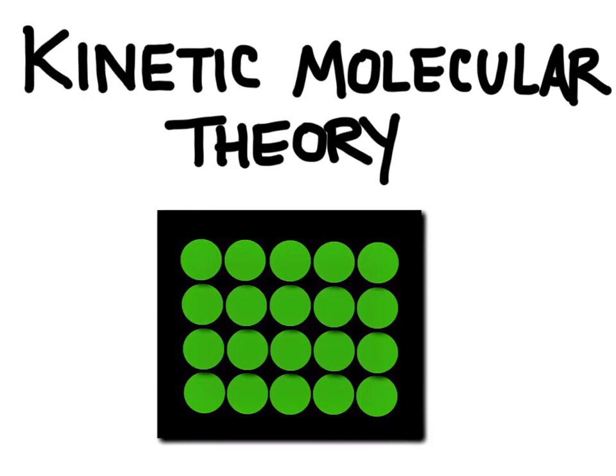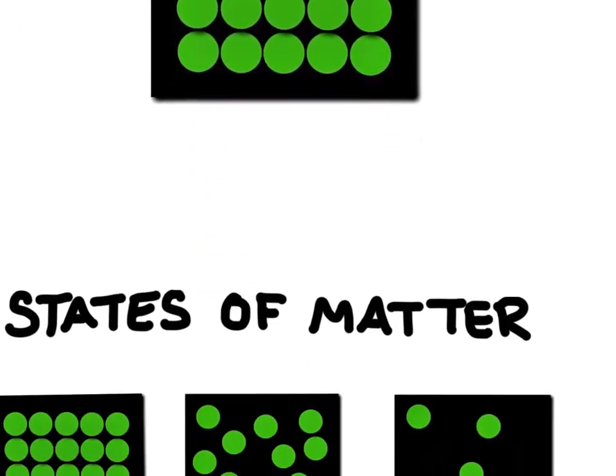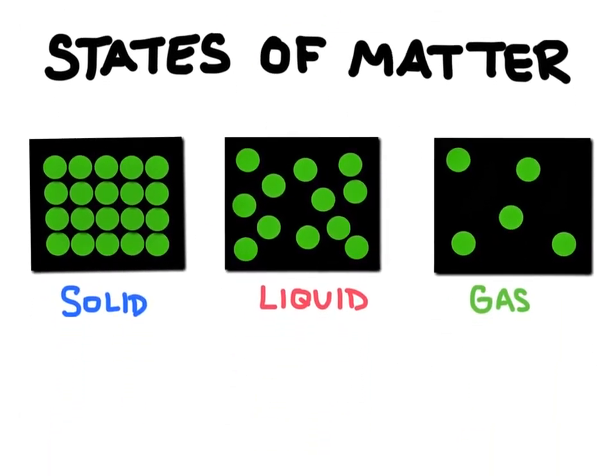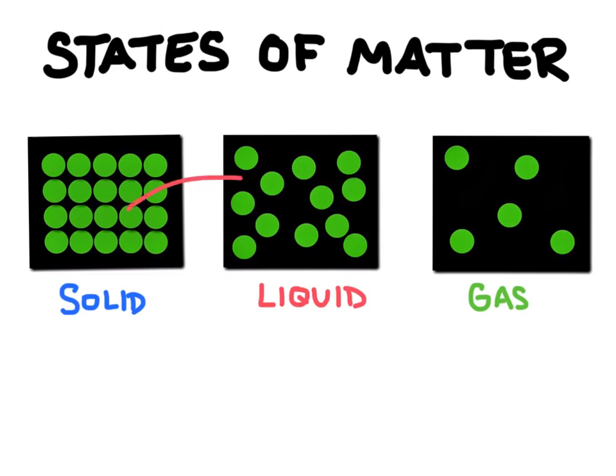In this video, we're going to learn about kinetic molecular theory. Kinetic molecular theory is a scientific theory that is used to describe the states of matter, solid, liquid, and gas, and how they transform into one another.